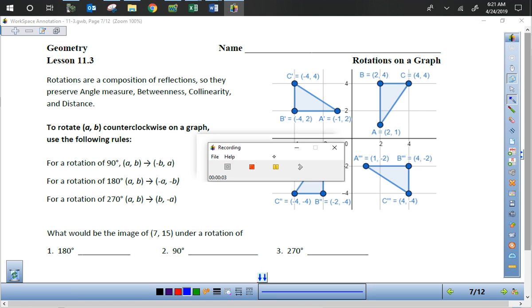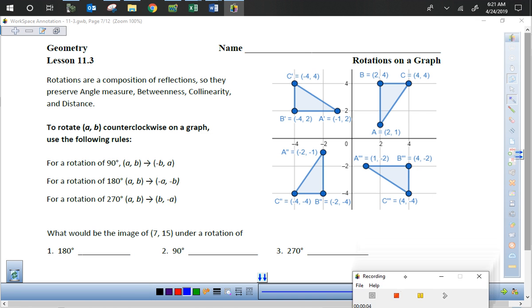Alright folks, today we're going to be talking about rotations on a graph. We're only going to look at three specific types of rotations, and that's a rotation of 90 degrees, or a right angle, 180 degrees, which is essentially a straight line, or 270 degrees.